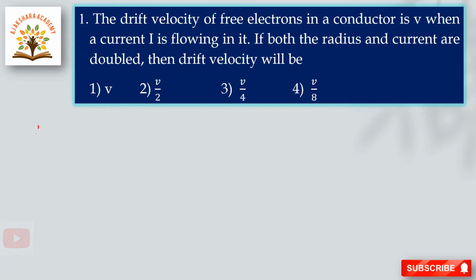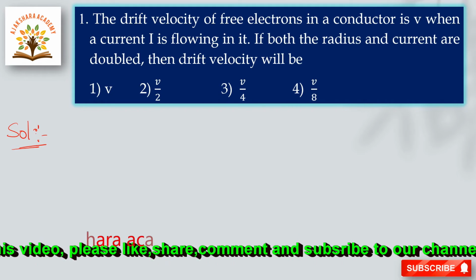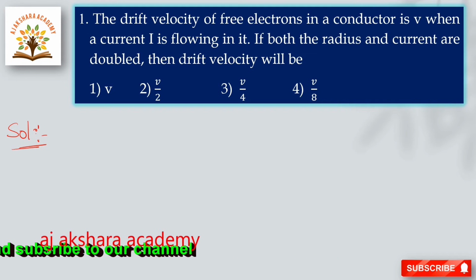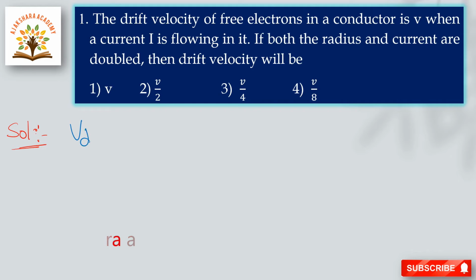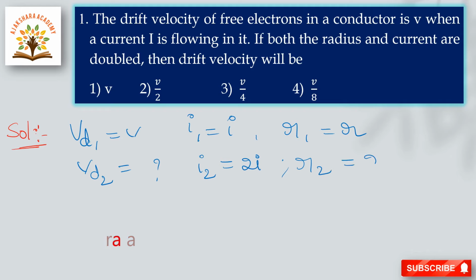Given drift velocity VD1 is equal to V, and VD2 we have to calculate. I1 is equal to I and I2 is equal to 2I, as they have given that it is doubled. R1 is equal to R and R2 is also equal to 2R.